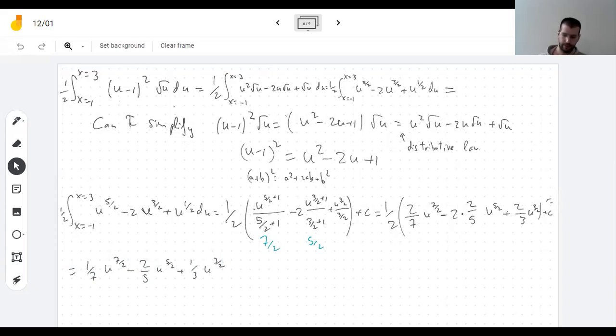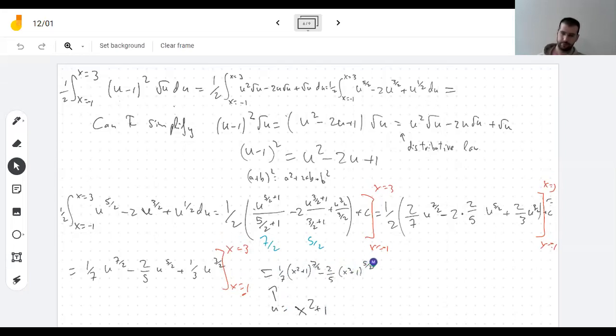So okay, this is the indefinite integral, but I'm taking a definite integral, so I need to plug in the bounds. Before I can plug in x, I need to write this in terms of x. So I need to undo the change that I did, which was make u equal to x squared plus 1. There's nothing to that, it's just writing. Every time I write u, I write x squared plus 1 in brackets. And now I need to plug in negative 1 and 3.